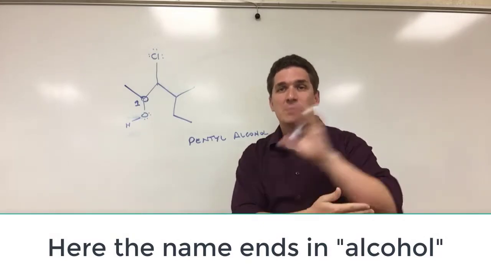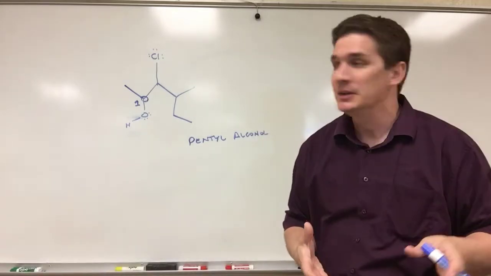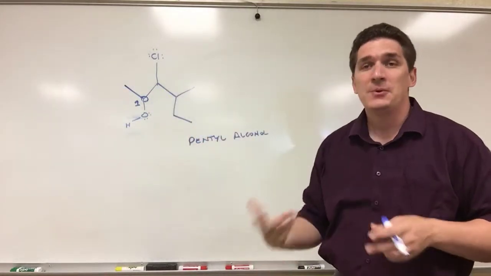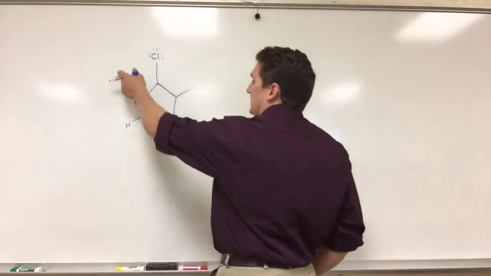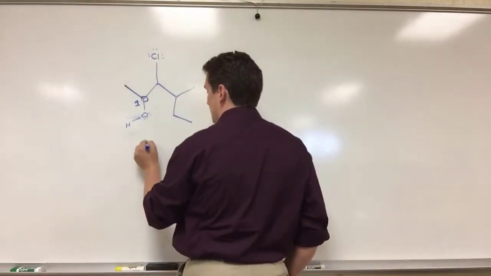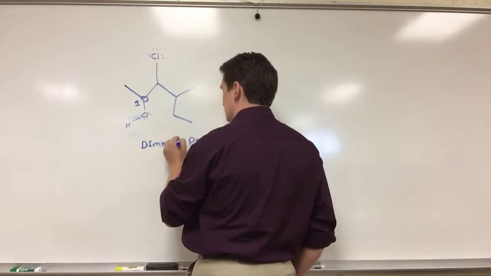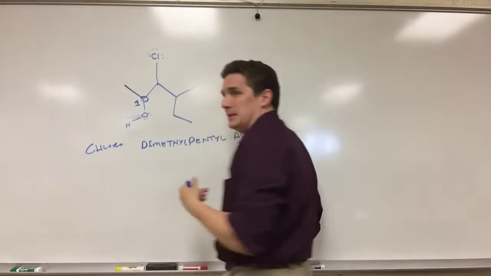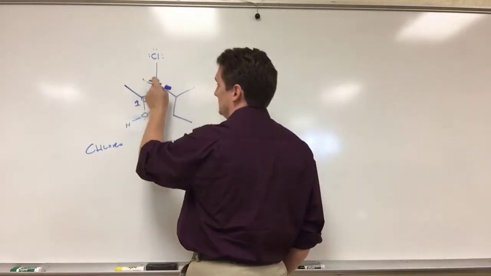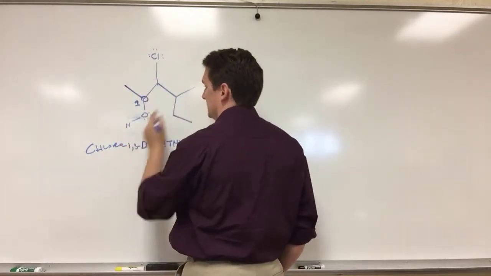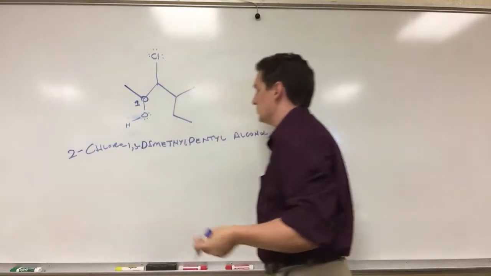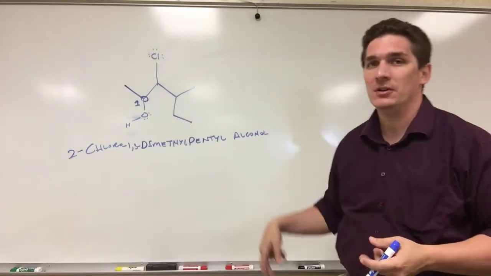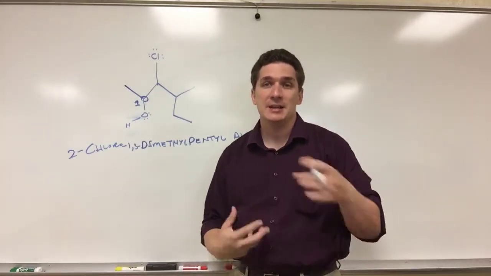So when we start going backwards and trying to draw the structure, this is going to tell us we're going to start with drawing a pentyl chain and putting an OH group on it. From there, we need to name the substituents. So in this case, we've got 2 methyl groups, so it's dimethyl. And we've got a chloro. Now, we have 1, 3 dimethyl, 2 chloro, second carbon position. So 2 chloro, 1, 3 dimethyl pentyl alcohol. This is the functional class naming method.